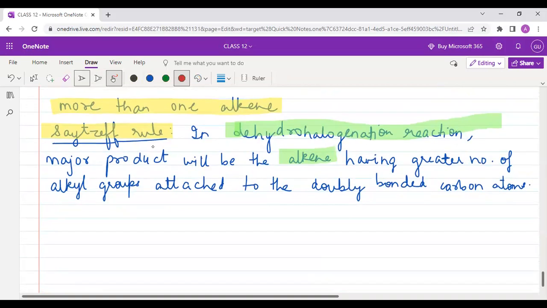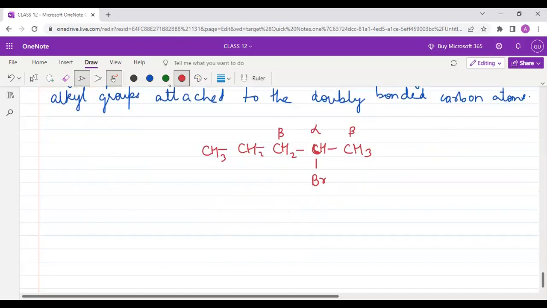So if I give you one example, we have 2-bromopentane. So what will be the structure of 2-bromopentane? There will be 5 carbon atoms, right? And bromine is attached to the second position. So this will be CH3, this is CH2, this is CH2, this is CH3. So the carbon to which halogen is attached is called the alpha carbon, right? And the carbons next to this alpha carbon are called the beta carbons. So can we say that in this example we have 2 beta carbons?